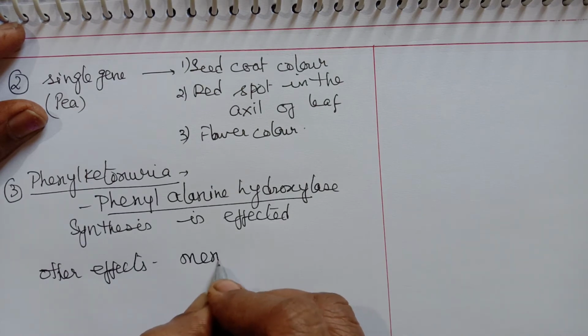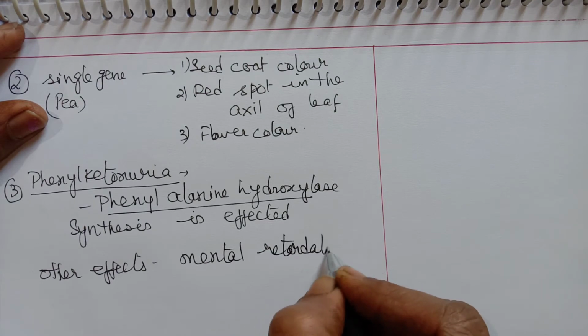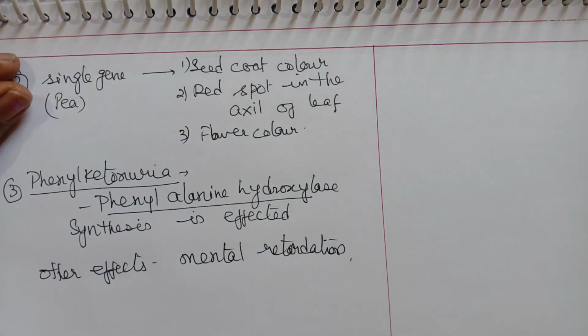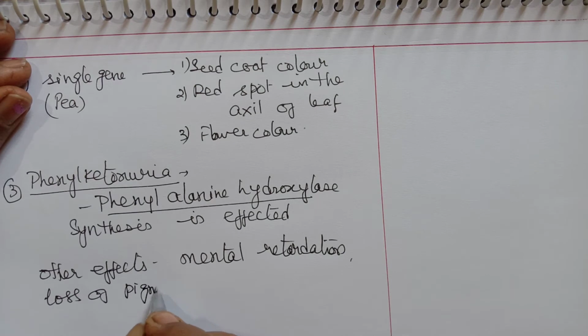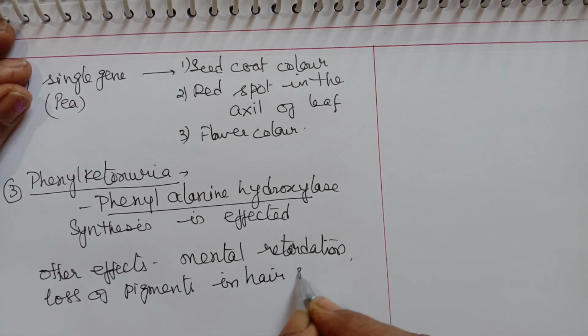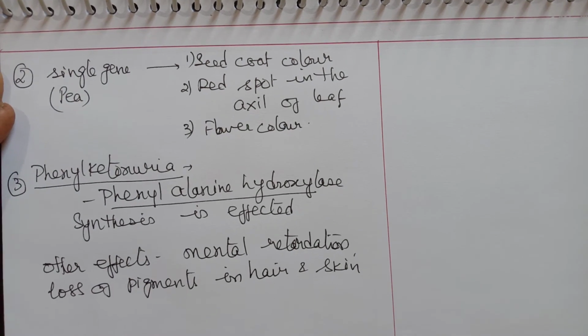Other effects seen in this disease: the major effect is mental retardation in the patients, and loss of pigments in hair and skin. So these are the other effects. The single gene which is causing this disease is also causing other phenotypic effects. So this is also an example of a pleiotropic gene.